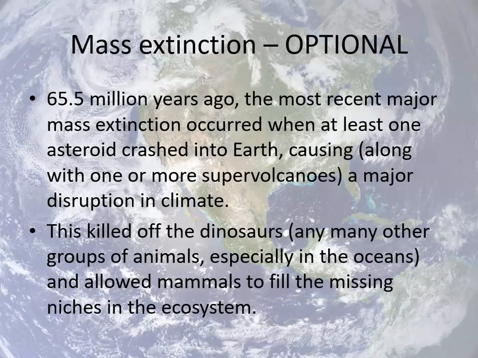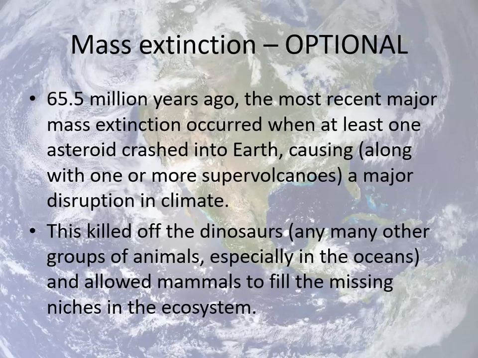But then, around 66 million years ago, there was a major mass extinction, the most recent major mass extinction, when an asteroid crashed into Earth. And in fact, now we recognize that it probably was just one asteroid around the Yucatan Peninsula of Mexico. And this event was a very major catastrophe for our planet.